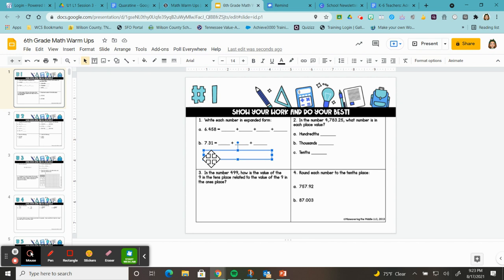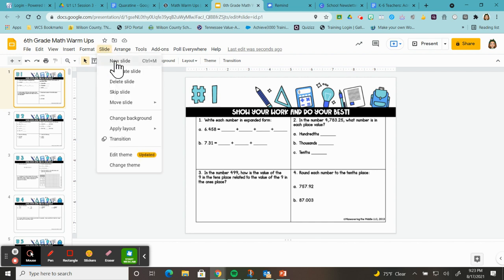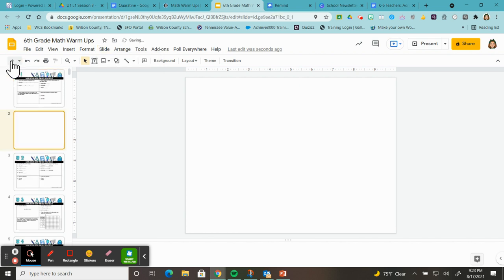You are also welcome to write your answers on a piece of paper. Then you can go to slide and new slide, and it will put a blank slide right after the one you've selected, or you could just hit the plus for a new slide over here. And then you can add an image of your work. So you would hold your paper up to your computer camera. So you would go to image, and then you would go to camera, and you would add it that way.